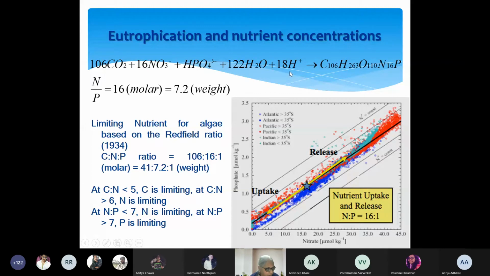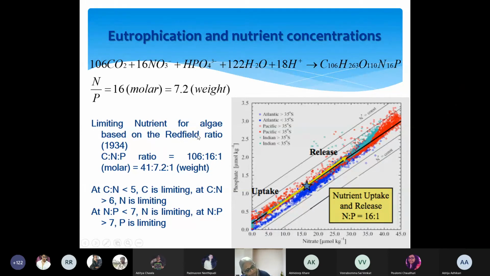Now, this is an empirical formula for algae. I've already given you an example of the empirical formula for bacteria. It's a broad generalization, and different species, if you measure them in the lab, will show small changes, not big changes. They are all within a certain range, you can see the graph. 16 moles of nitrogen are required by algae for every mole of phosphorus. So N by P on a molar basis is 16. And on a weight basis, you simply multiply it by the molecular weight and you get 7.2. This is what we call the Redfield ratio.